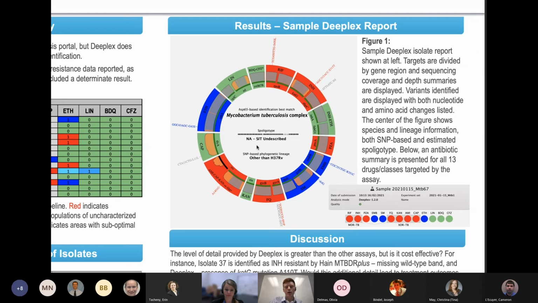This can be used for potential outbreak tracing, epidemiology. We didn't really go into testing that. Most of our isolates in the TBQA repository are not related, so we'd be hard pressed to find data that we could really evaluate that with. But it's another interesting feature of this assay and web analysis.